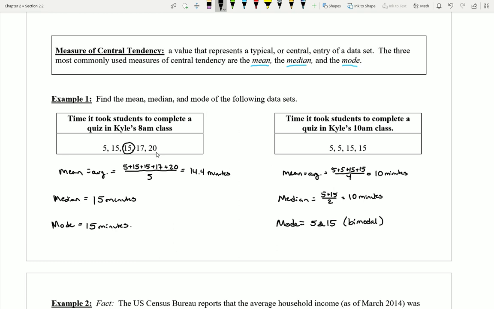And what we'll see in the next couple of videos is how we can decide which of these 3 measures of central tendency is maybe better to use in certain situations.